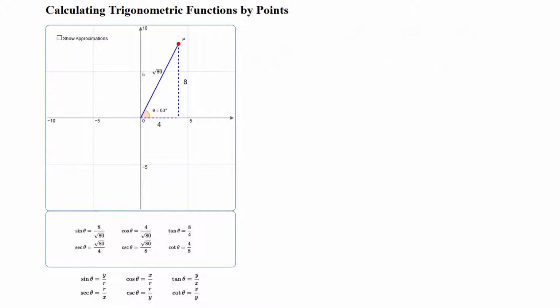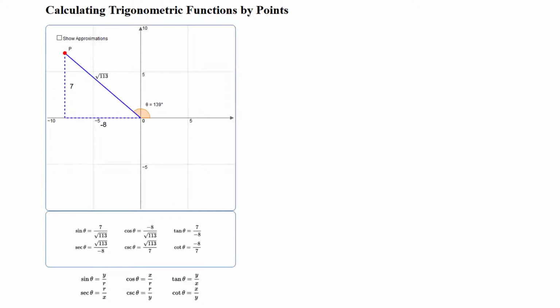So I can move this point around and even into different quadrants. Now, if you'll notice, if I'm in quadrant 2, the x direction here is negative, so it's negative 8. And if you come down here, that's part of these functions. So cosine is the adjacent over the hypotenuse, so it's negative 8 over square root of 113. So these trig functions can be positive and they can be negative as well. So that's important to understand.